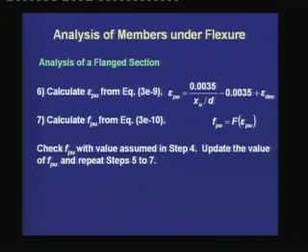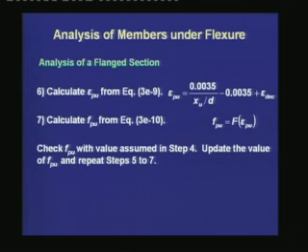Next, we calculate the epsilon PU from the compatibility equation, equation 3E9, which we have rewritten in this form, that epsilon PU is equal to 0.0035 divided by XU by D minus 0.0035 plus epsilon DEC. Thus, once we have assumed XU, we can find out the strain in the prestressing steel. We calculate FPU from the constitutive relationship. FPU is equal to F of epsilon PU.